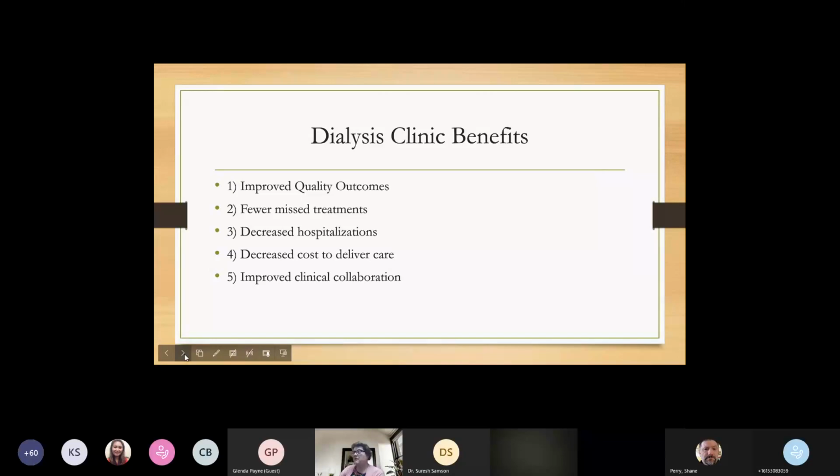And then again, we've talked about the improved clinical collaboration that exists. It's really good to be able to understand how the two go together, and you know that you're communicating the care of that patient on a daily basis, so everybody's aware of any specifics that are needed to be addressed.